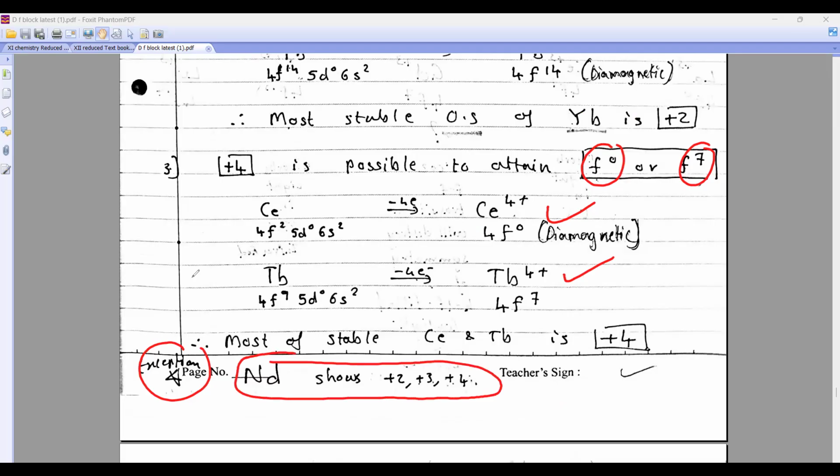The elements which are in the highest oxidation state will act as strong oxidizing agents. You can write cerium and terbium. You just write here, strong oxidizing agent. Elements in the highest oxidation state act as strong oxidizing agents. Written? Write this down.